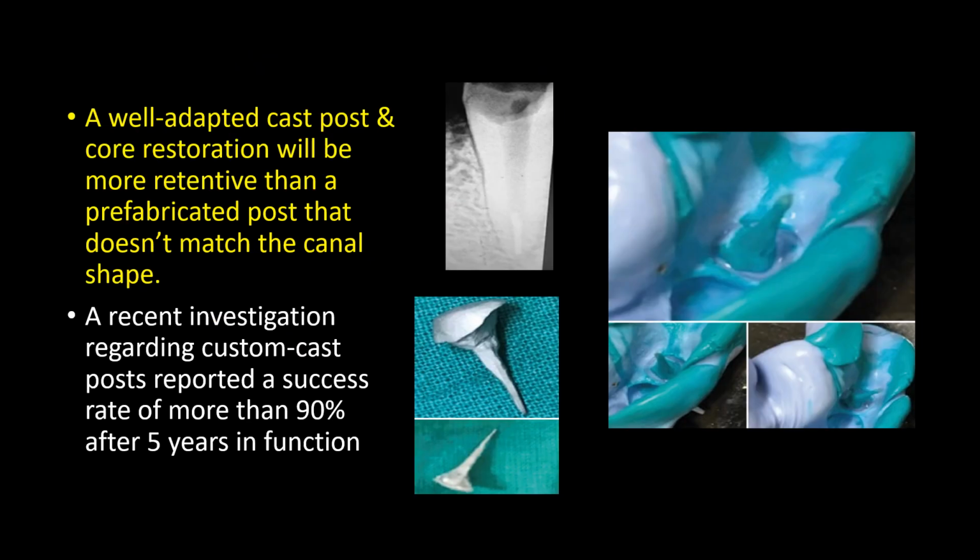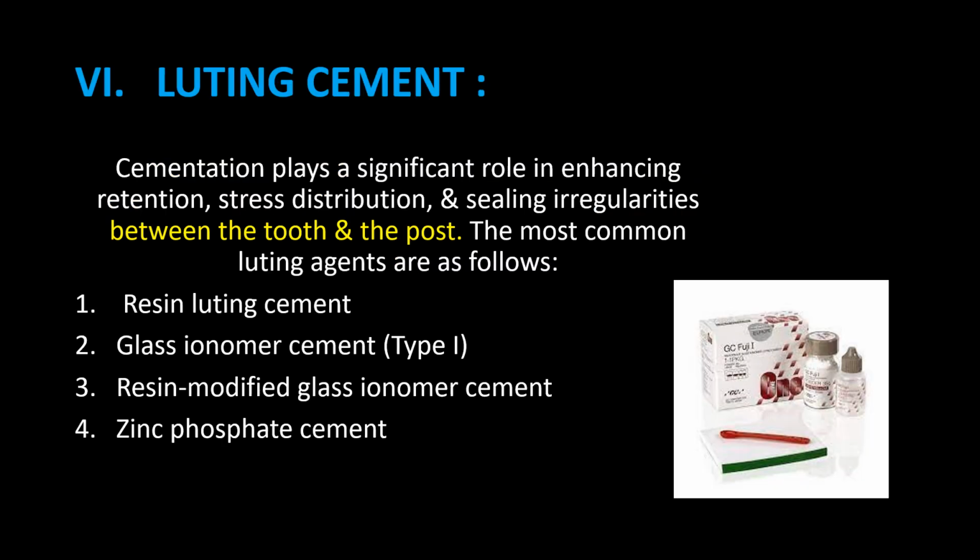A well-adapted cast post and core restoration will be more retentive than a prefabricated post that doesn't match the canal shape. A recent investigation regarding custom cast posts reported a success rate of more than 90% after 5 years in function. Luting cement. Cementation plays a significant role in enhancing retention, stress distribution, and sealing irregularities between tooth and post.